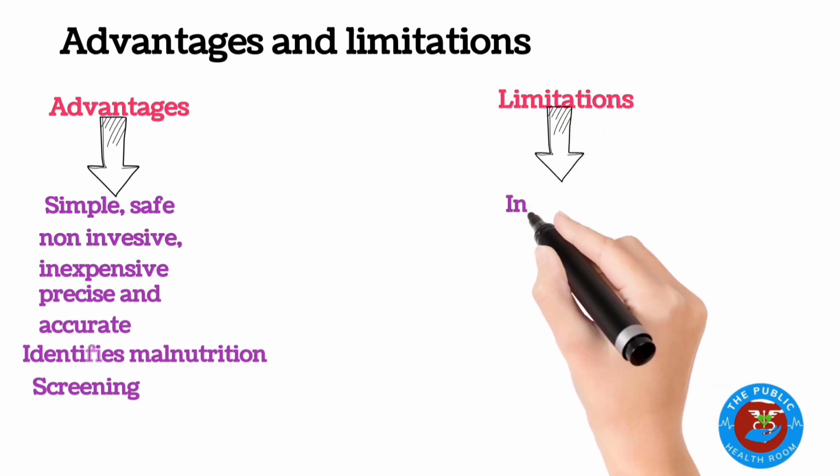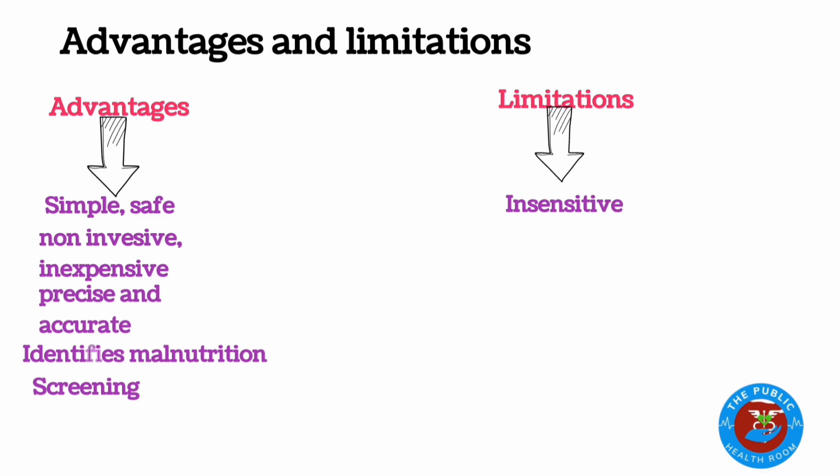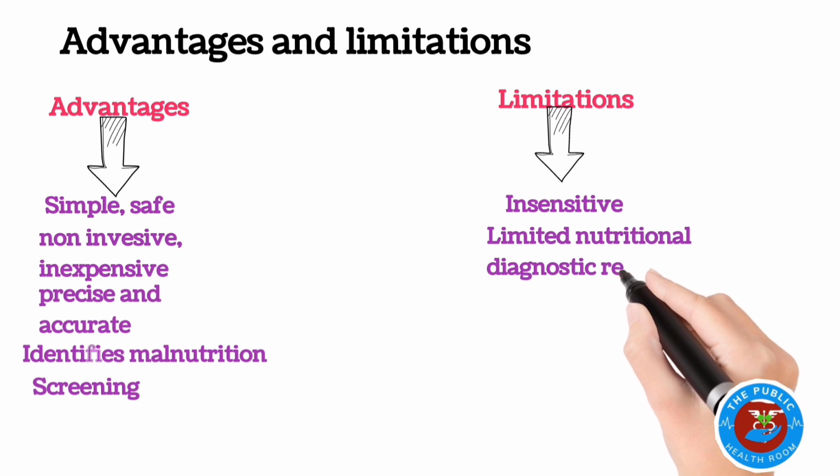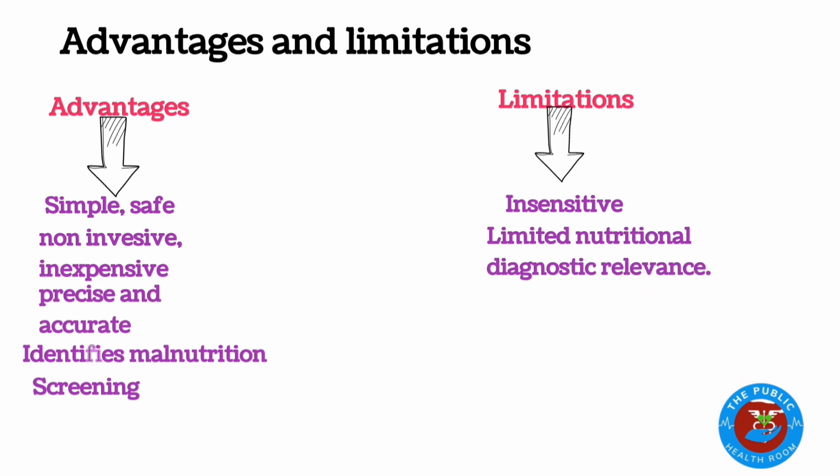Limitations of anthropometric measurement include insensitiveness, since it cannot detect disturbances over a short period of time. Moreover, it has limited nutritional diagnostic relevance and can be affected by genetics.